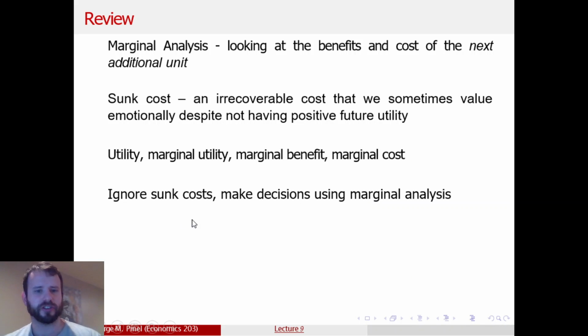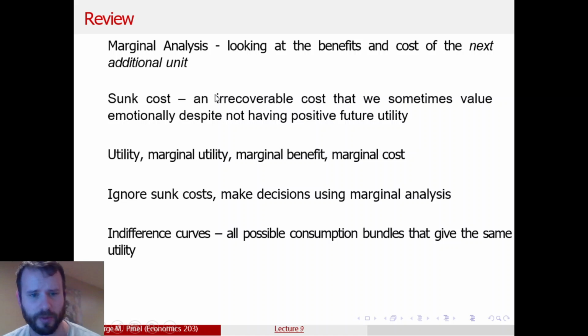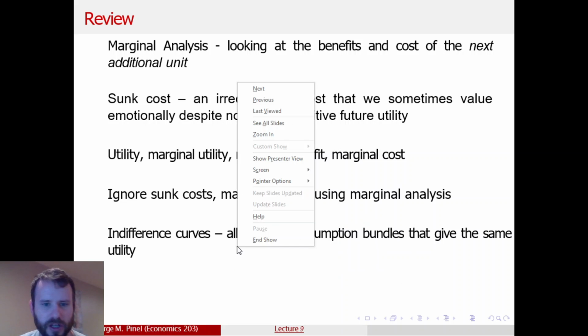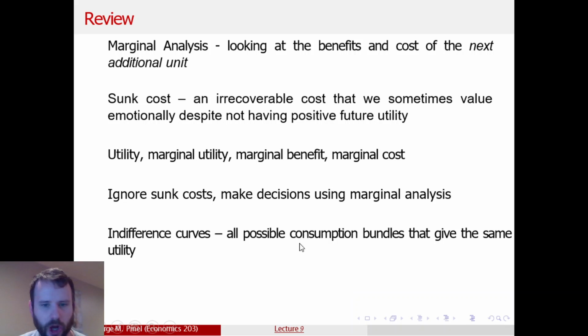All right, what's next? So, as I said, ignore sunk costs, make decisions using marginal analysis. All right, sorry, we covered that, so I'm not going to spend any more time on that. All right, and then the last point on this graph is an indifference curve. So an indifference curve maps all potential consumption bundles that give the same utility.